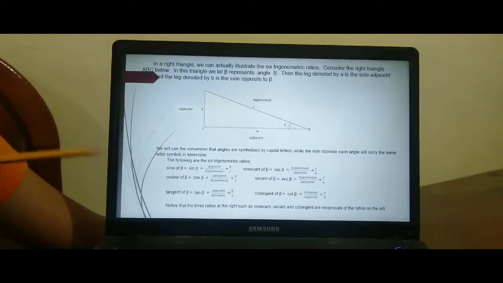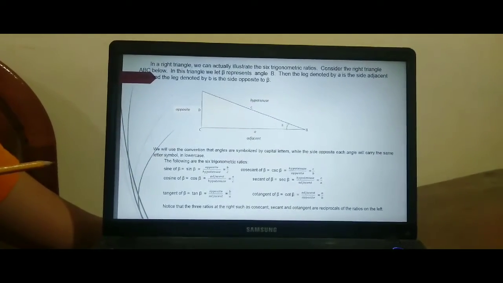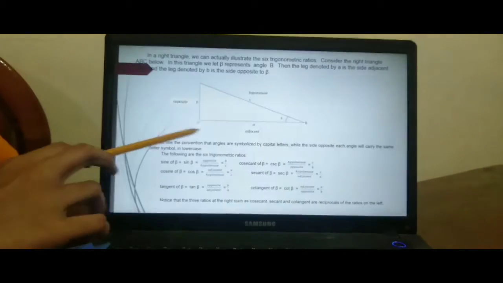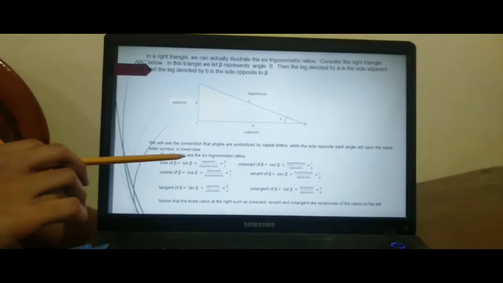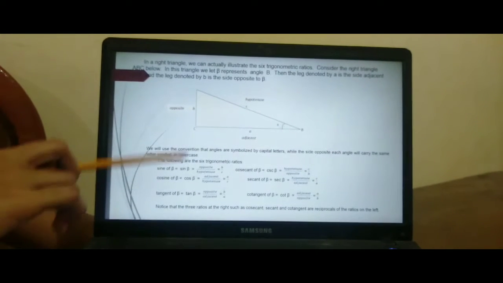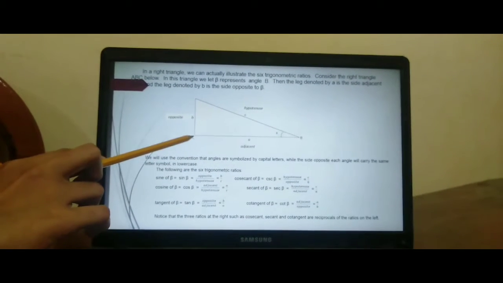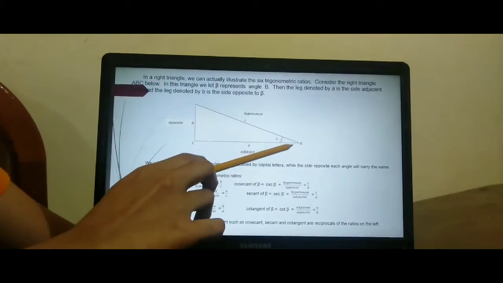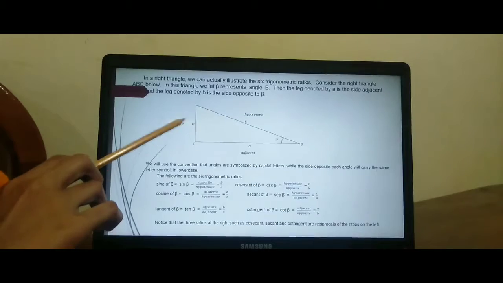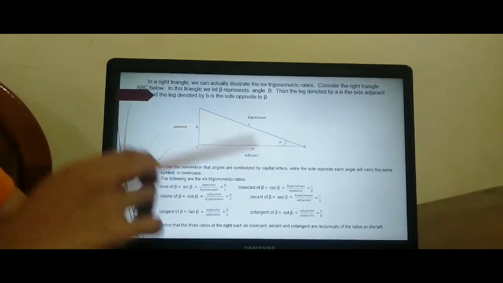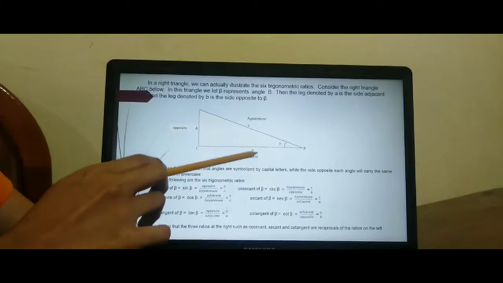We will use the convention that angles are symbolized by capital letters. So this is angle A, angle B, and angle C, while the side opposite each angle will carry the same letter symbol in lower case. So the side opposite angle C is the small letter c, that is the hypotenuse. Opposite angle B is small letter b, that is the opposite. And opposite angle A is small letter a, that is the adjacent.